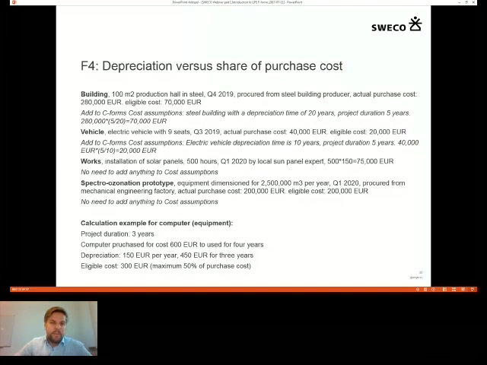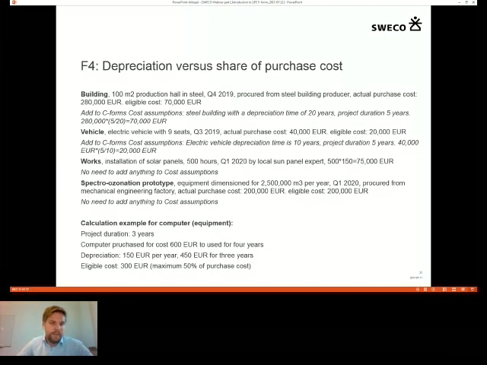This vehicle will be used to drive workers from the place where they live out to the construction site. This could maybe be motivated. The actual cost of this little vehicle will be 40,000 euros. We'll buy it electric secondhand if we can find one. And the eligible cost will only be 20,000 euros.